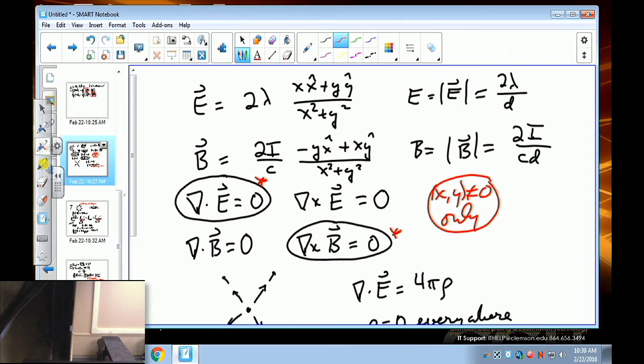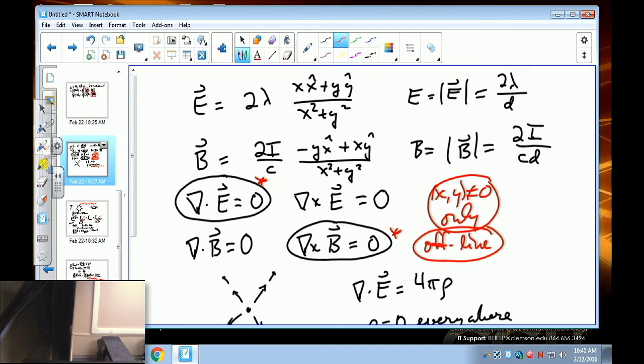In other words, these are off the line, off of the z-axis. Anywhere on the z-axis, they'll diverge and be quite large. But away from the z-axis, they must be zero because there's no charge out there. There's no current density out there. Okay, so that's a gotcha. You just have to be careful about recognizing that. It might throw you off otherwise.